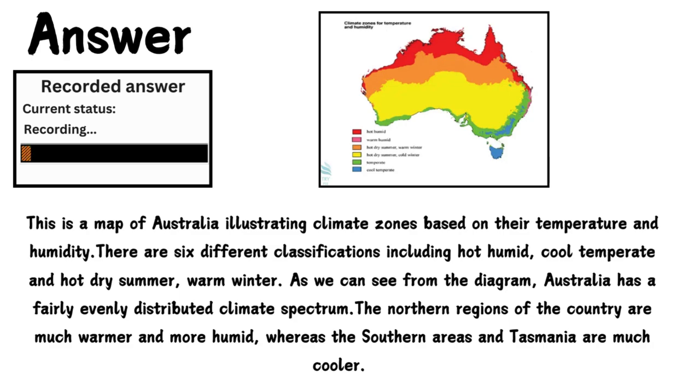This is a map of Australia illustrating climate zones based on their temperature and humidity. There are 6 different classifications, including hot humid, cool temperate, and hot dry summer, warm winter. As we can see from the diagram, Australia has a fairly evenly distributed climate spectrum. The northern regions of the country are much warmer and more humid, whereas the southern areas and Tasmania are much cooler.